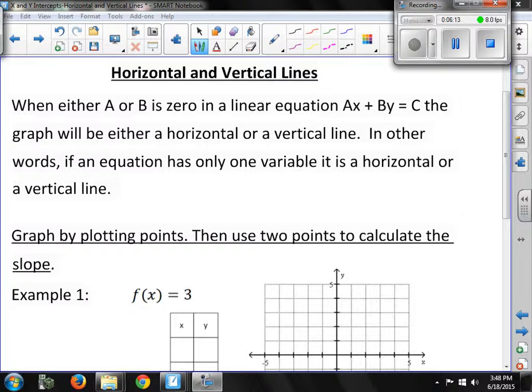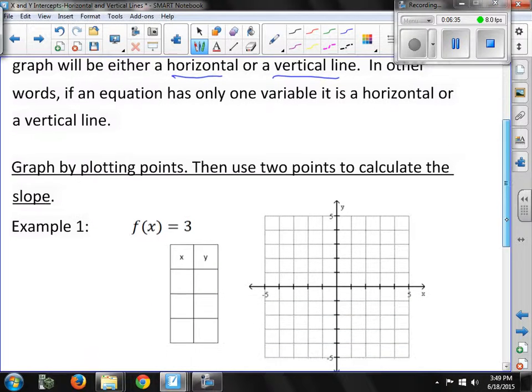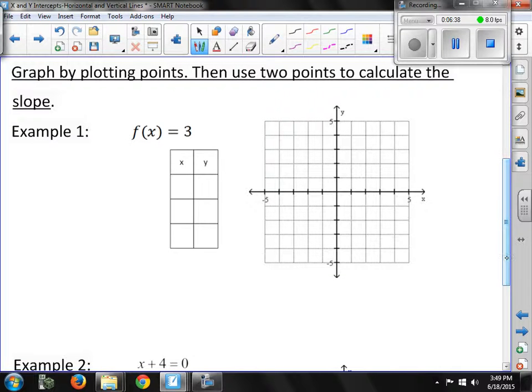Now let's talk about horizontal and vertical lines again. Notice we have the equation of a line in standard form. When either A is 0 or B is 0, the graph will either be a horizontal or a vertical line. In other words, if an equation has only one variable, it's going to be a horizontal or vertical line. Let's do this example. We want to graph this line by plotting points. Now remember, f of x means the same thing as y. So another way to look at this equation is y equals 3.